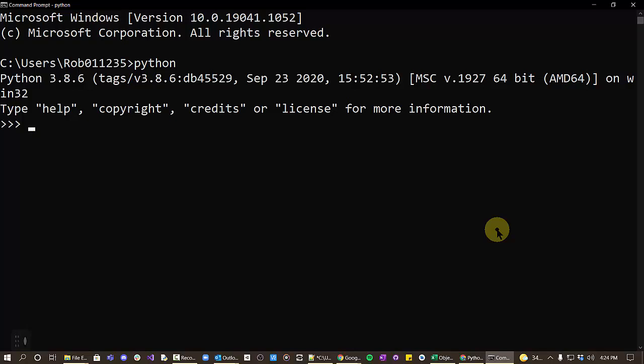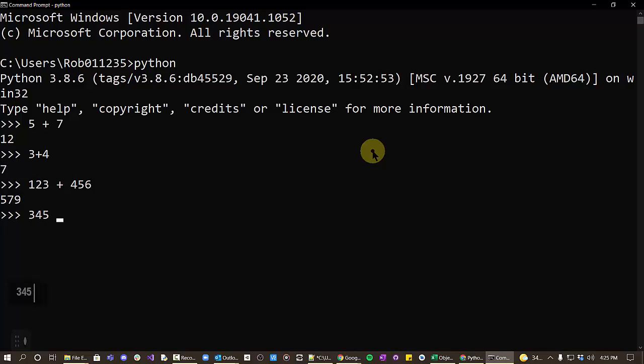So for example, if I say 5 plus 7, I get 12. Let's do 3 plus 4. Whether you put spaces around the plus or not, it doesn't matter. Python will figure out what the numbers are. But basically, addition is just using the plus sign.